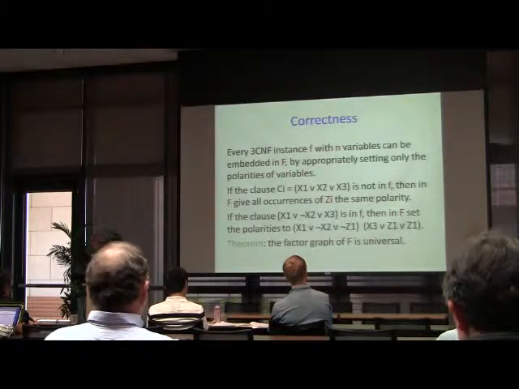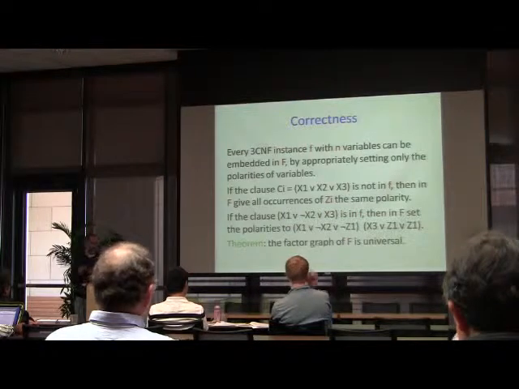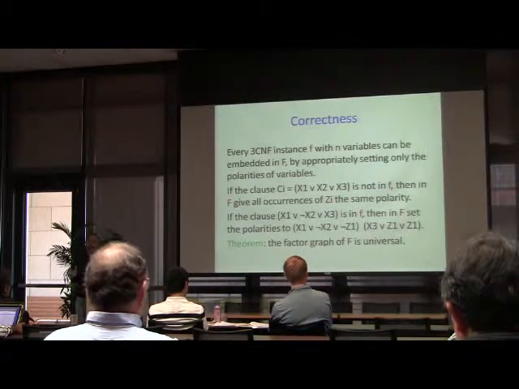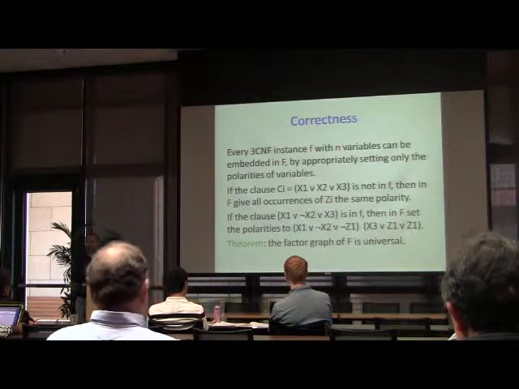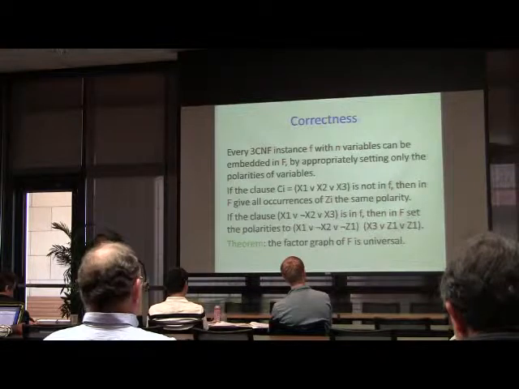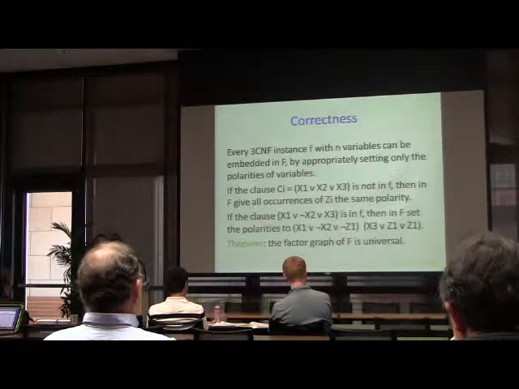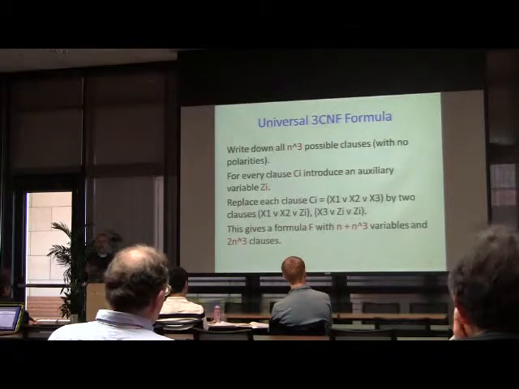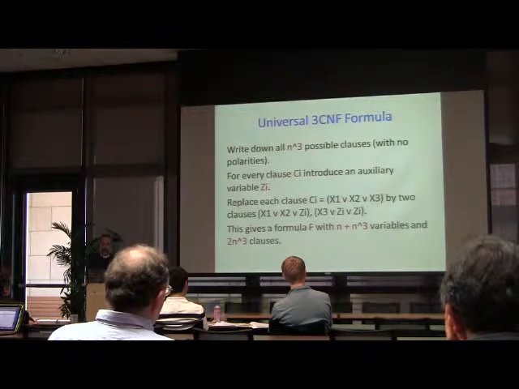So what does it mean? That every 3CNF instance with n variables can be embedded in this formula by appropriately setting only the polarities of the variables. Think of it, let's say you have a clause, x1 or x2 or x3, that did not appear in the formula f. Then in our universal formula, we'll just set the polarity of the corresponding Zi to true in both clauses. So now this pair of clauses is satisfied just by giving Zi the value true.